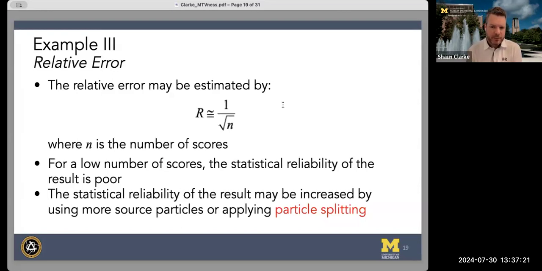Last bullet I'm not going to spend any time on, just for the sake of this lecture, but there are ways in Monte Carlo to improve these statistics without just simply running more particles. There's approaches called variance reduction. One of them is particle splitting, where you can actually artificially increase your particle populations to allow for reduced uncertainty. So if you're interested in that, you can look up variance reduction or particle splitting, and you can find lots of resources online. But for the sake of this lecture, I'm just going to leave it at that, where the uncertainty here is going to be 1 over the number of scores.